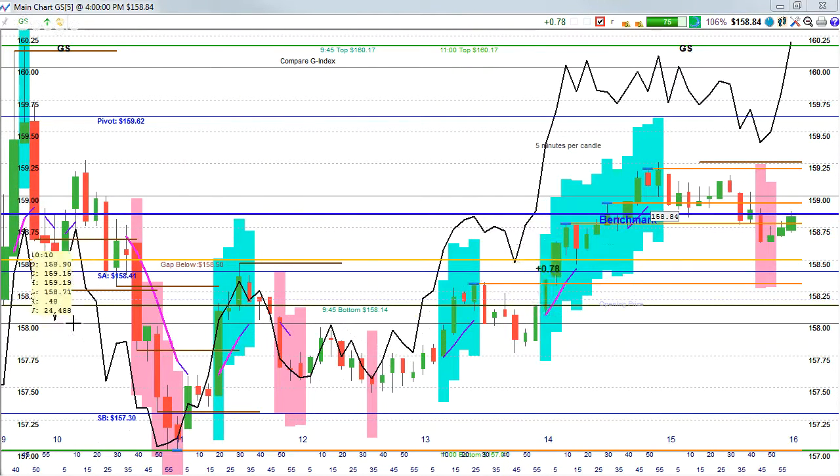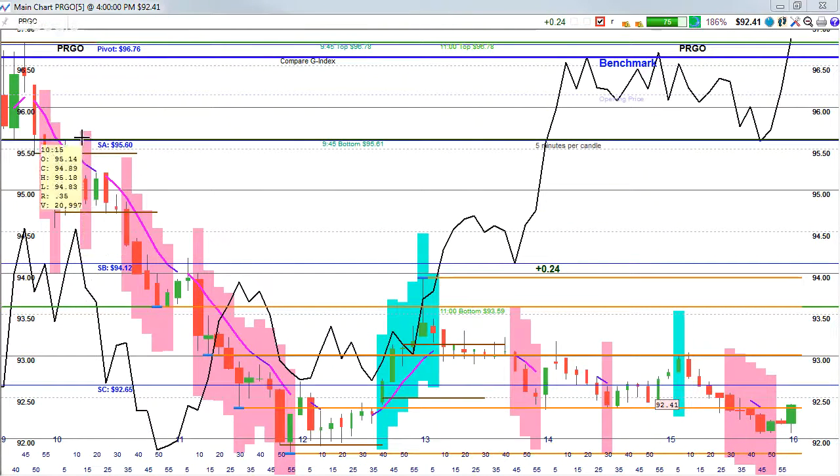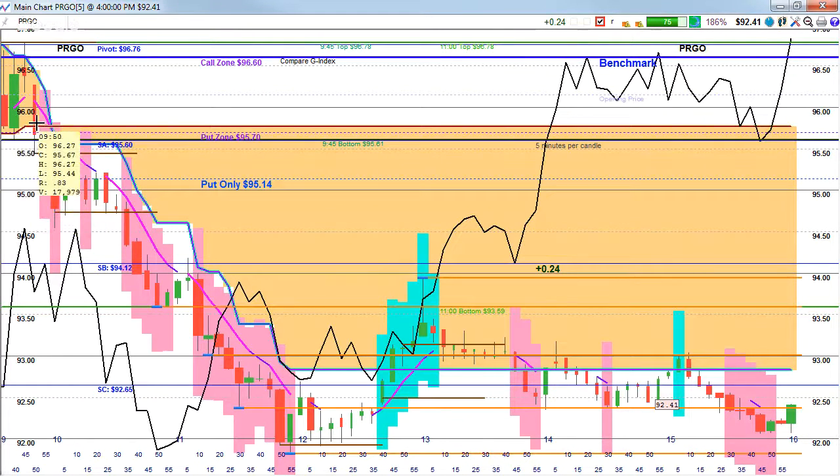It's got all the things moving its way. ProGo, you could have got that a little earlier if you wanted to. I'm going to put the risk zone on so you could have an idea about that. It just broke the risk zone right there, just before 950.